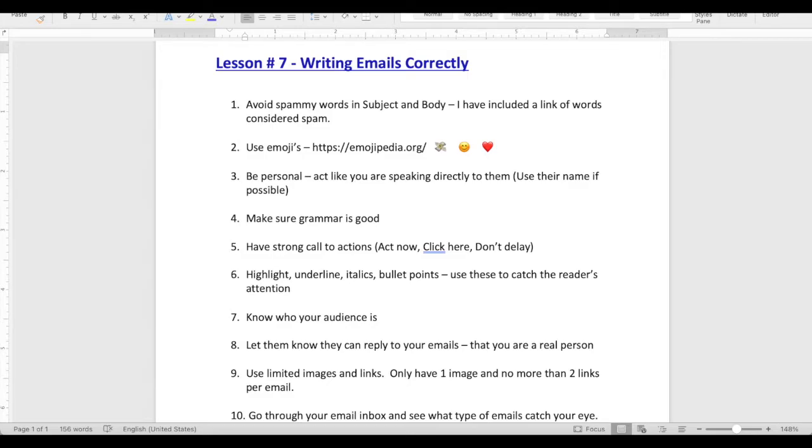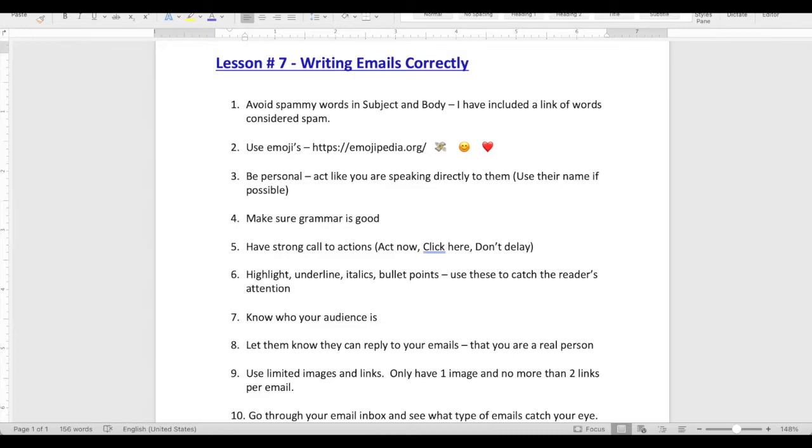Now, lesson 7 is on writing emails correctly, and this one is probably one of the most important because you are doing email marketing, you are sending emails, so you need to be able to have your emails be good and engaging. People will want to read more of your emails when they're good, when they are engaging. So writing emails correctly is very, very important. So I'm going to go into that.